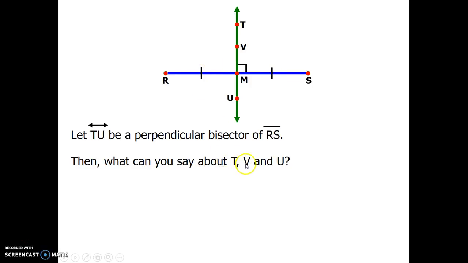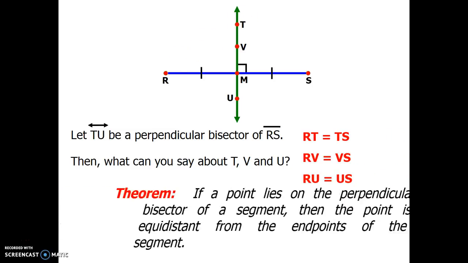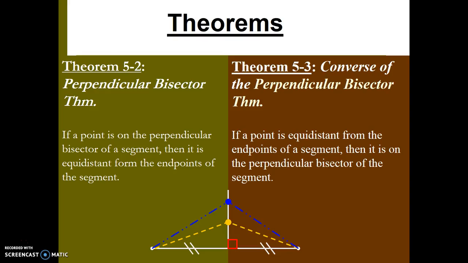So then what can we say about T, V, and U? Well, you're going to learn a theorem today that will explain, and you could kind of guess, that V is the same distance from R as it is from S. And then T, really any point, you'll see T and U, we'll say T. This is the same distance to S, so if you could picture a length there as it is to R. Any point on that will be the same distance, which brings us to theorem 5-2, the perpendicular bisector theorem.